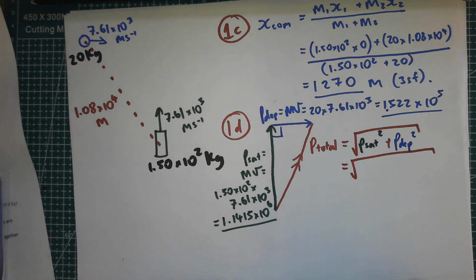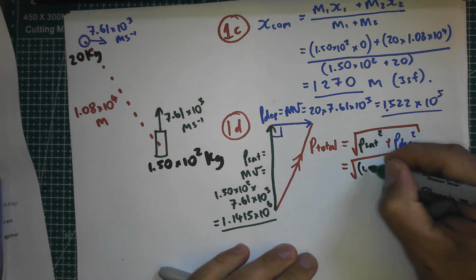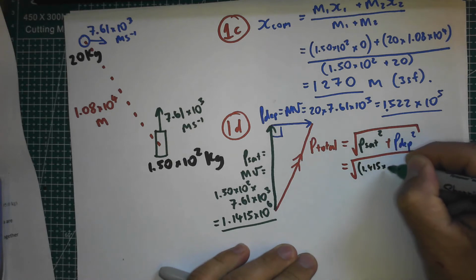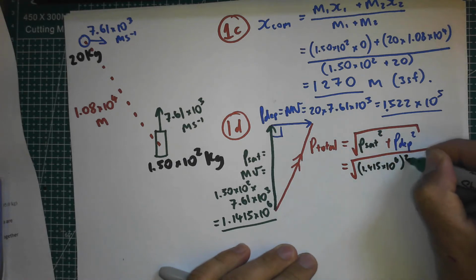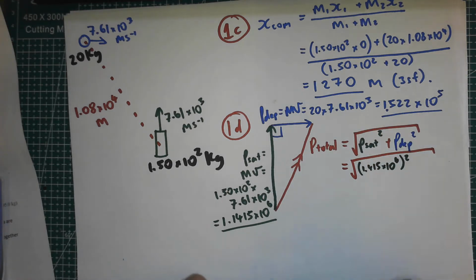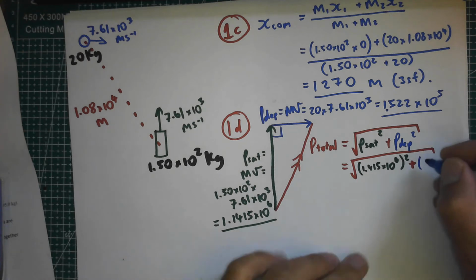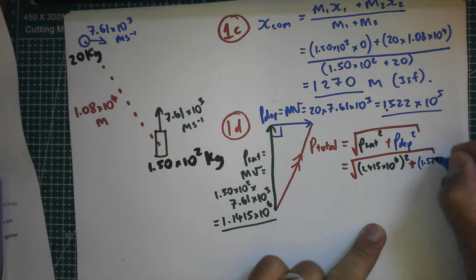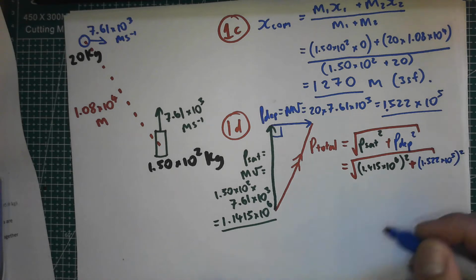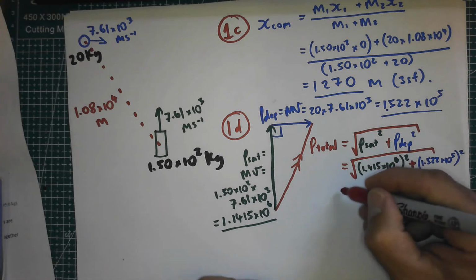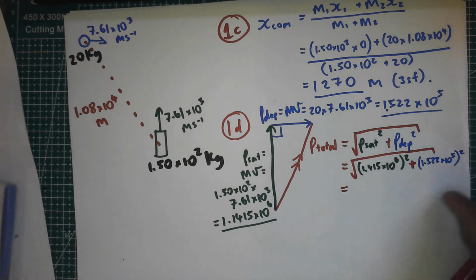So that's, oh my gosh, what have I done? I've started doing it all in these different colours. It's going to take forever. Times 10 to the 6 squared plus, my square root's not going to be long enough, man. 1.522 times 10 to the 5 squared equals, right, bung all this into my calculator.